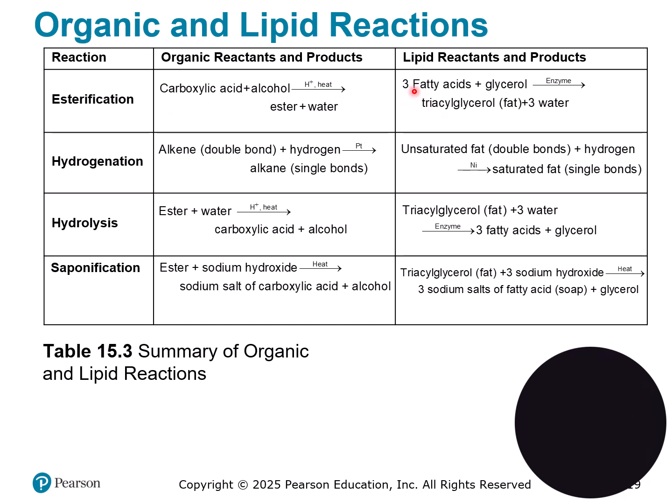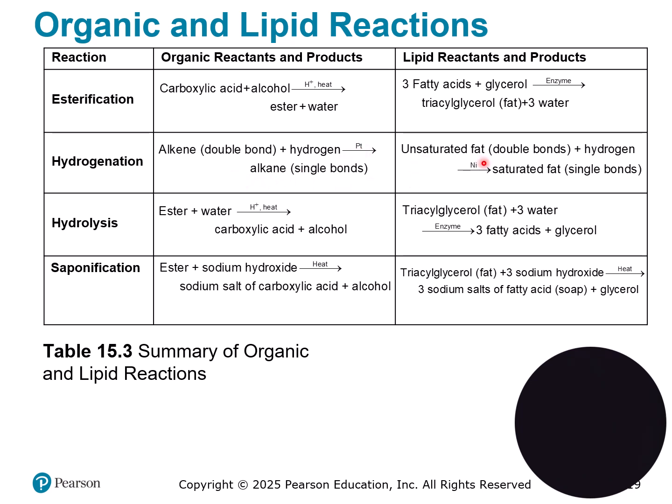Carboxylic acids or fatty acids react with an alcohol or a glycerol, and then you have heat or acid, or you can use an enzyme in the human body, and you create an ester or a triacylglycerol with three esters. Then you have a dehydration reaction where water is formed. Hydrogenation, we've seen that: H2 gas reacting with a double bond with platinum and forming an alkane.